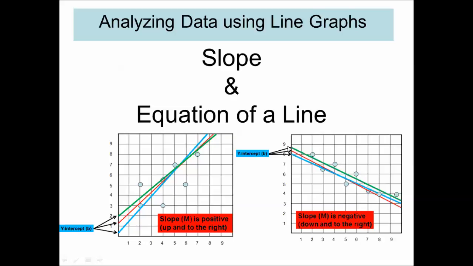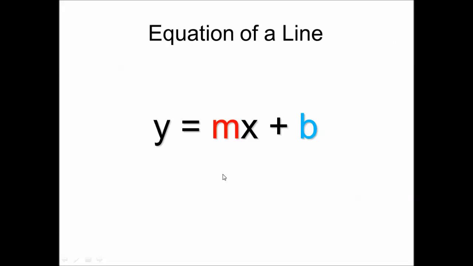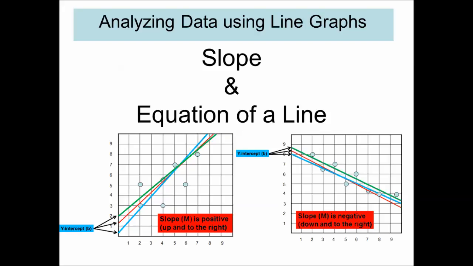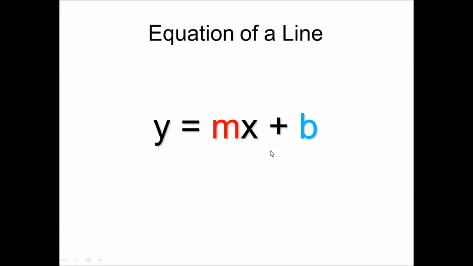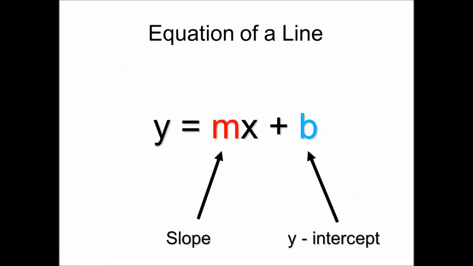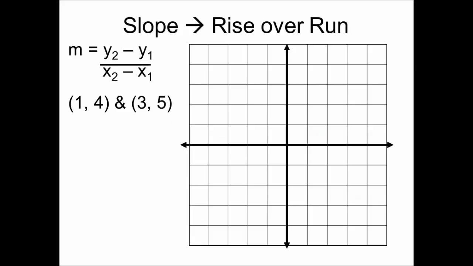And then over on this graph, each one has a different y-intercept, but this would have a negative slope because the graph is going down and to the right. So the equation for the line of best fit, and what this m and this b represent, is y equals mx plus b, where m is your slope and b is the y-intercept, or where the line crosses the y-axis.